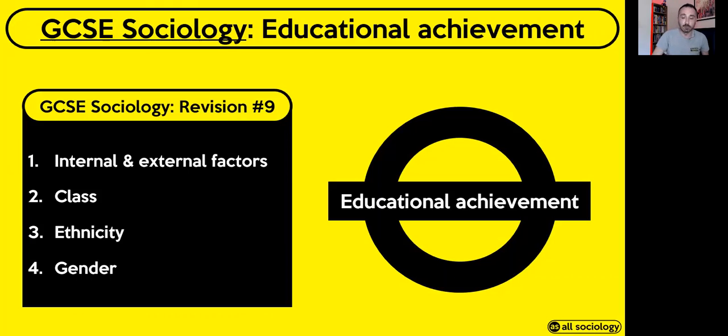And then finally, what we also looked at was the role that we can see gender playing in girls outperforming boys at GCSEs. And again, we looked at the role of internal and external factors there, particularly focusing on the changing role of women, the changing role of work, and potentially looking at the reason why boys underachieve by explaining that through the crisis of masculinity. So there we go. That's me done.